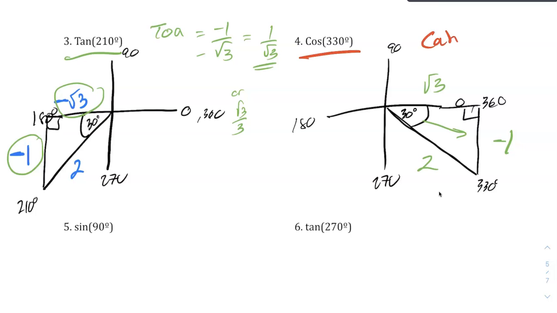CAH, adjacent over hypotenuse. Remember, wherever your angle is, opposite is the one right across from it. Hypotenuse is always opposite the right angle, and adjacent is the leftover one, the one next to it. So adjacent would be rad 3, hypotenuse would be 2. So I circled the wrong one. There we go. So I get rad 3 over 2.